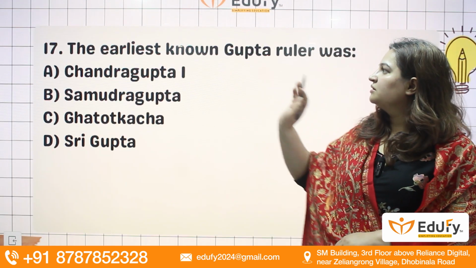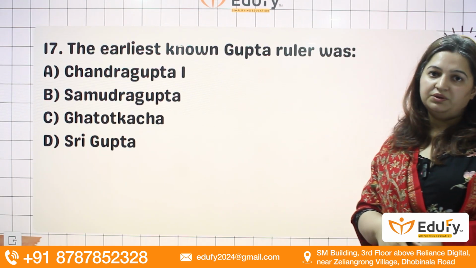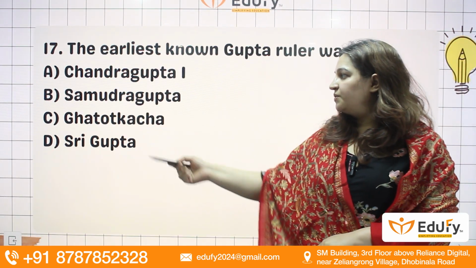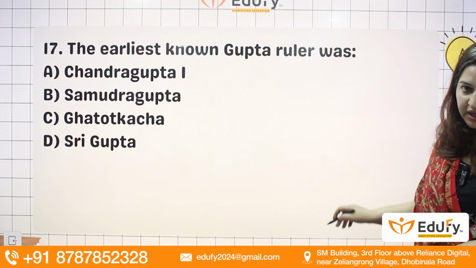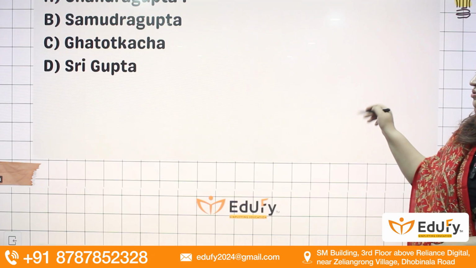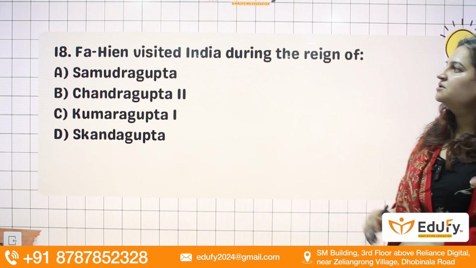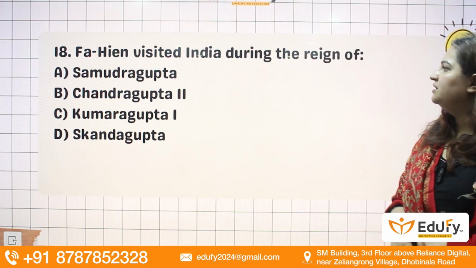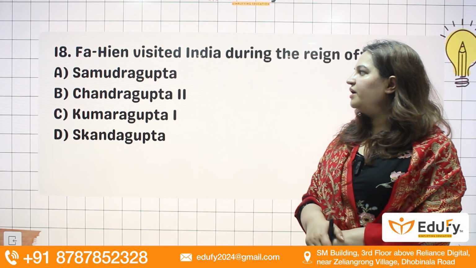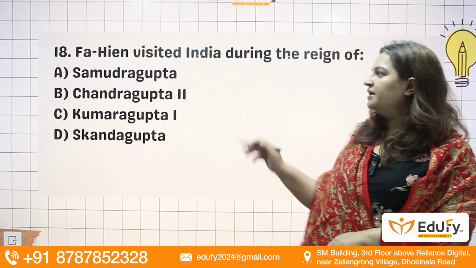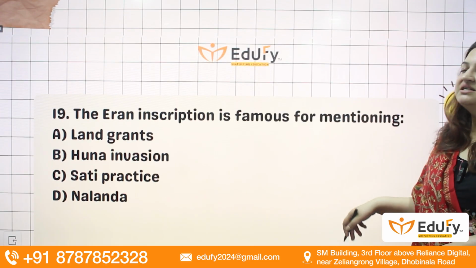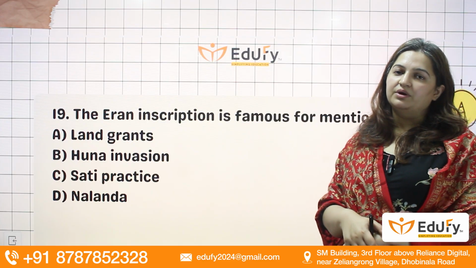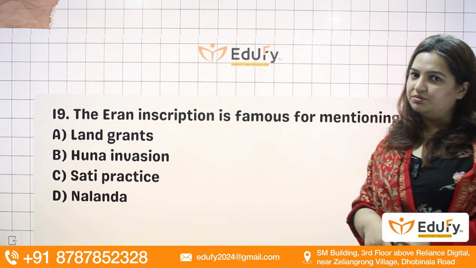Coming to the question, the earliest known Gupta ruler: it is Shri Gupta, the founder of the Gupta dynasty. Coming to the next question: Fa-Hien visited India during the reign of which Gupta ruler? It is Chandragupta II. The Chinese traveler Fa-Hien came to India during the time period of Chandragupta II.